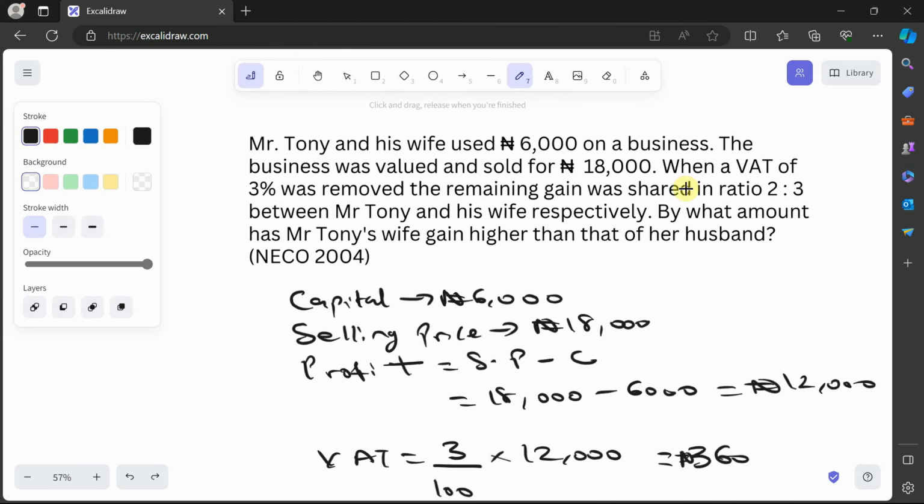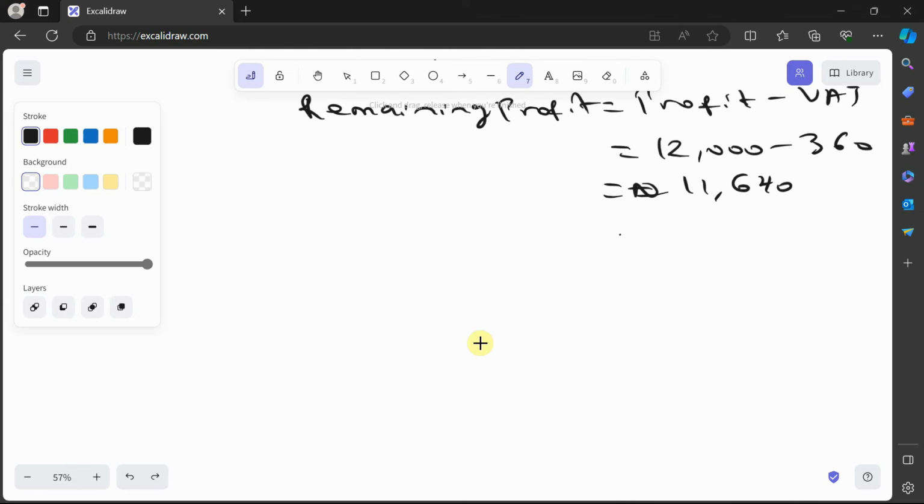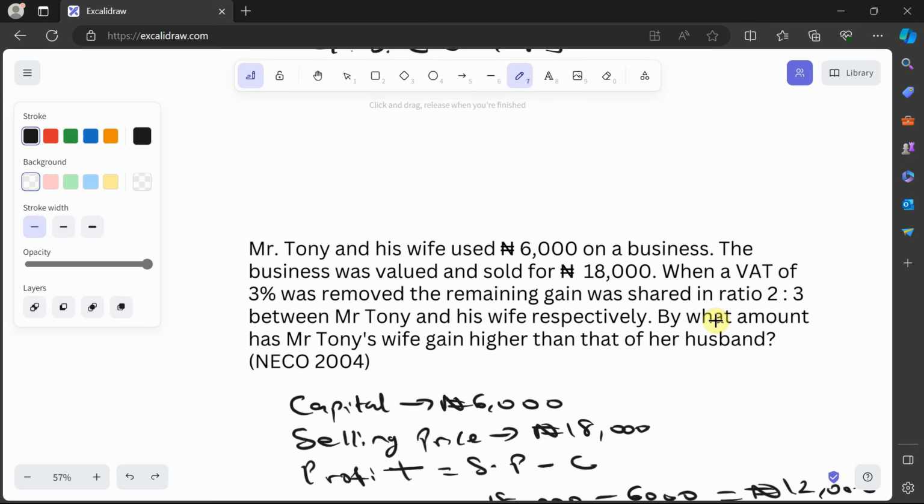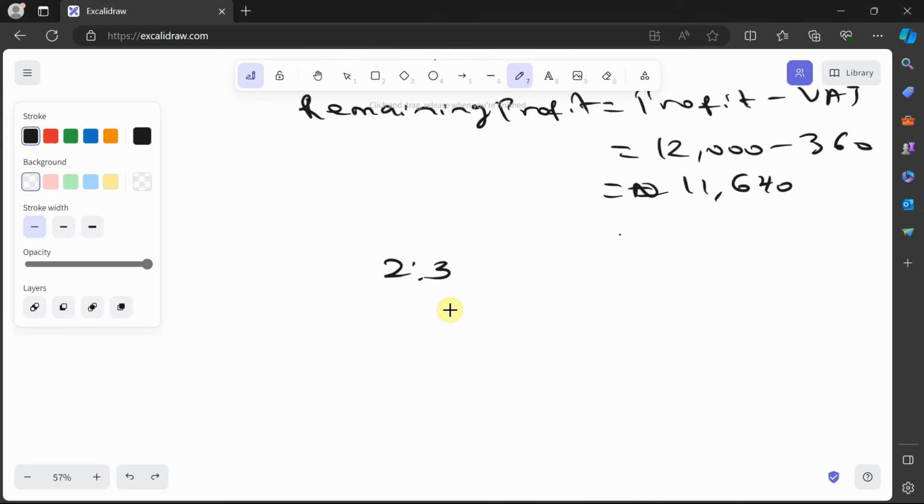The question says that the remaining gain was shared in the ratio 2 to 3 respectively. By what amount is Mr. Tony's wife's gain higher than that of her husband? If the ratio was 2 to 3, and 2 is for Mr. Tony and 3 was for his wife, this is the ratio that was provided. So I could find the amount that this 2 represents. That would be 2 over 5 times this 11,640. Or I could find the value that this 3 represents, which will be 3 over 5 times 11,640. Then I'll find the difference between both of them.